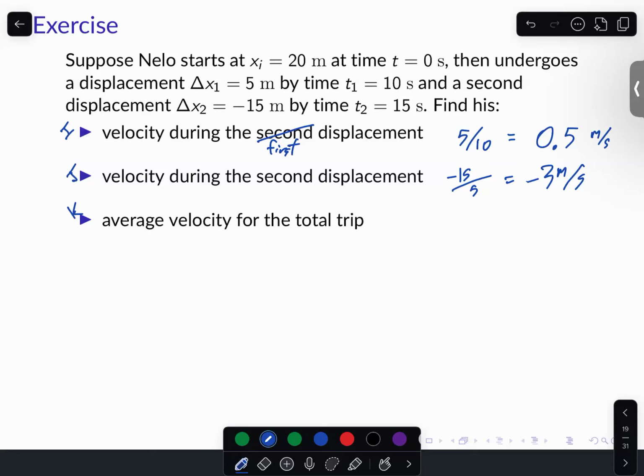If I had said a displacement delta x1 equals 5 meters in a time interval of 10 seconds, and then said undergoes negative 15 meters displacement in an interval of 15 seconds, then the answer would be a negative 1. But the separation between the first phase of motion and ending the second motion is 5 seconds. I start at 10, I end at 15, that's 5 seconds. Better?